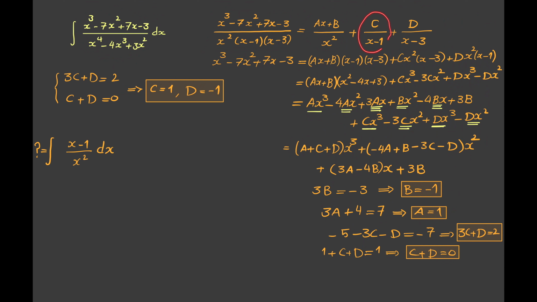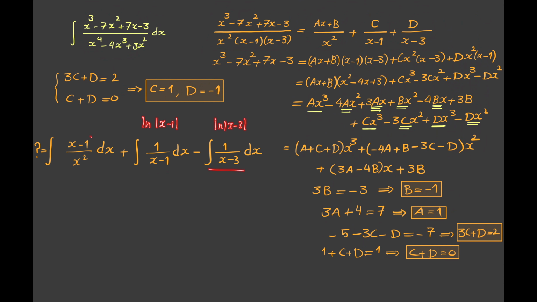and then plus this integral in which c is 1. So this becomes plus the integral of 1 over x minus 1 dx, and finally the integral of this one where d is minus 1. So this becomes minus the integral of 1 over x minus 3 dx. As simple as that. So these are famous integrals. For example, the primitive function for this one is ln of absolute value of x minus 1, and this one is ln of absolute value of x minus 3.